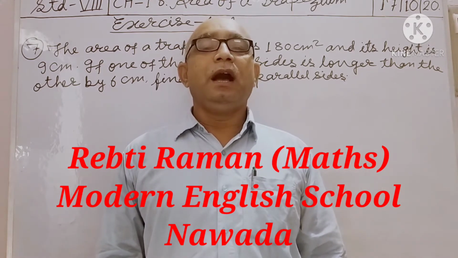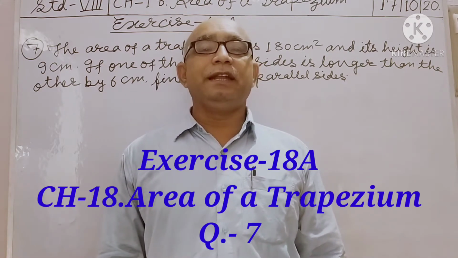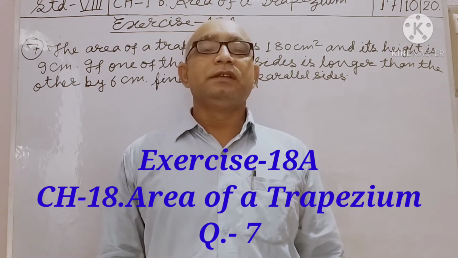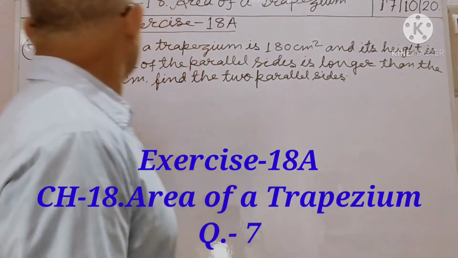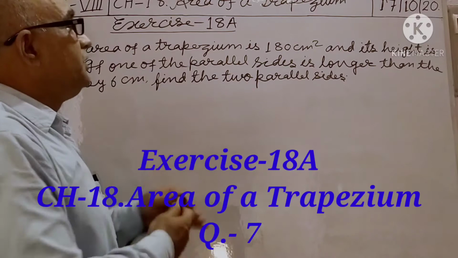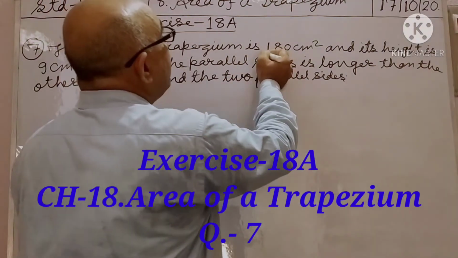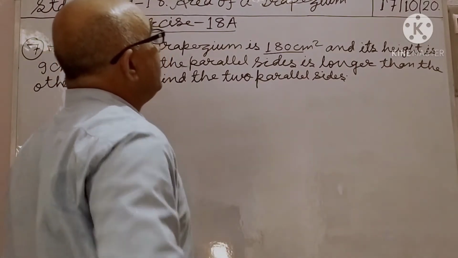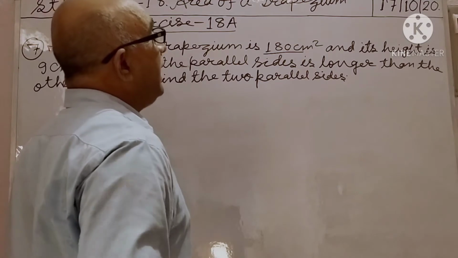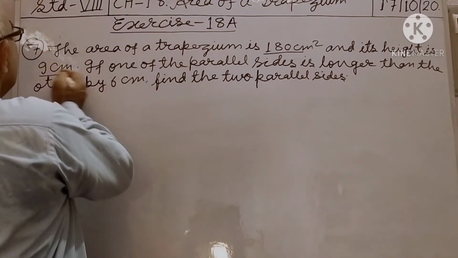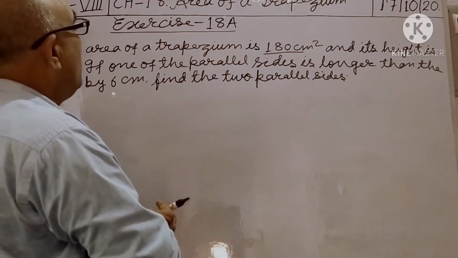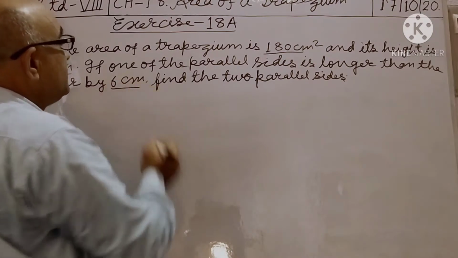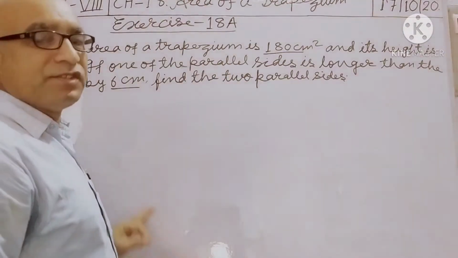Students, today I shall solve exercise 18A of chapter 18, area of a trapezium. One question is written here, question number 7. In this question, the area of a trapezium is 180 cm square and its height is 9 cm. If one of the parallel sides is longer than the other by 6 cm, find the two parallel sides.